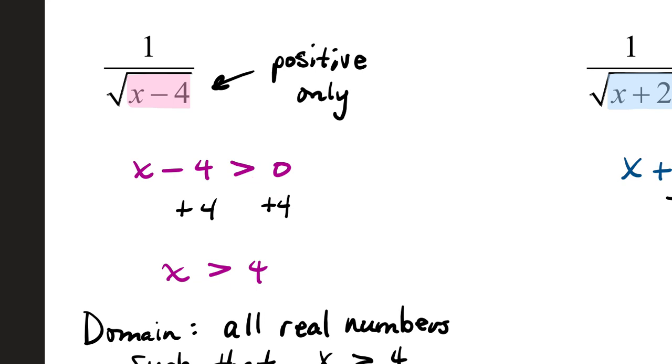We can't underline it because of the denominator. We don't want a 0 down here. Add 4 to both sides, x > 4. So your domain is all real numbers such that they are greater than 4.